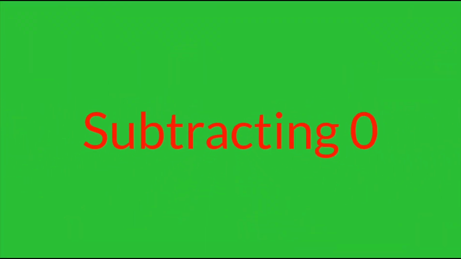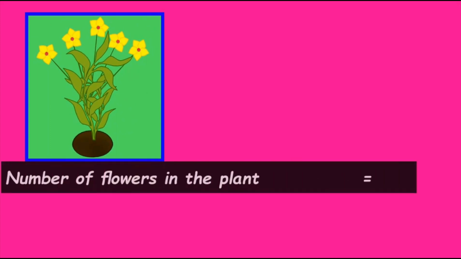Subtracting 0. Number of flowers in the plant: 1, 2, 3, 4, 5.